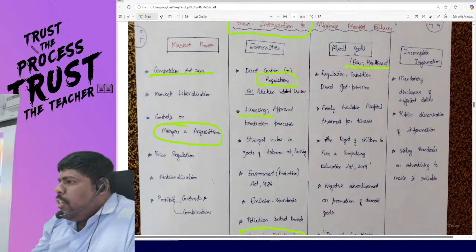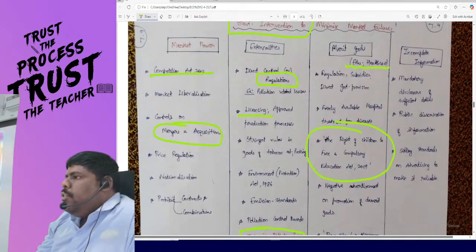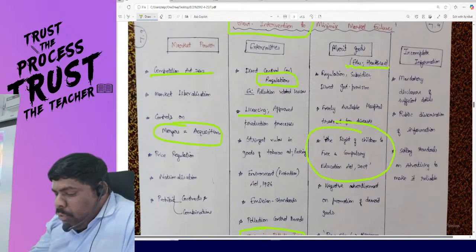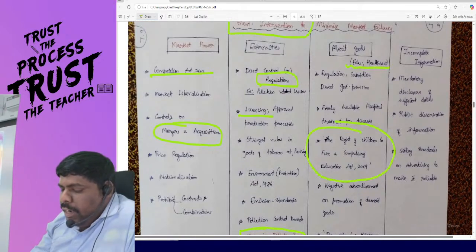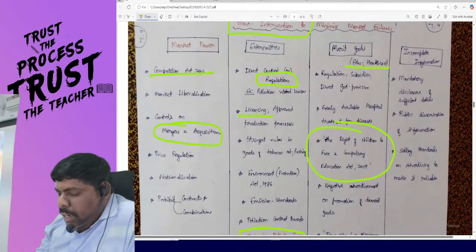Now listen, education as of now up to 8th standard, every person should be studying in India. It is based on the Right of Children to Free and Compulsory Education Act 2009. Before that it was up to 5th standard. Now it has been extended to 8th standard from 2009.